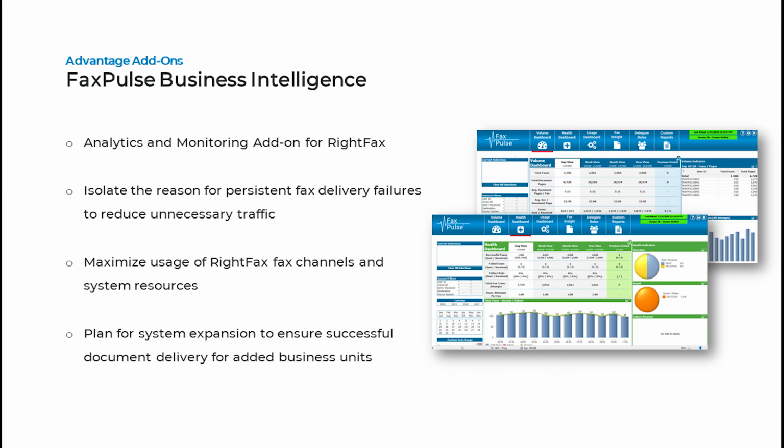FaxPulse Business Intelligence is an analytics and monitoring add-on for RightFax. FaxPulse BI can be used to isolate issues with your RightFax server. Issues can include transmission errors, conversion errors, or unavailable resources. FaxPulse BI can also be used to maximize the usage of your RightFax channels based on time of day usage, individual or group usage, and day, week, month, or year usage. It also includes a full-featured monitoring tool that will notify you if one of your RightFax services are not running, or if your queues are building higher than a set threshold.